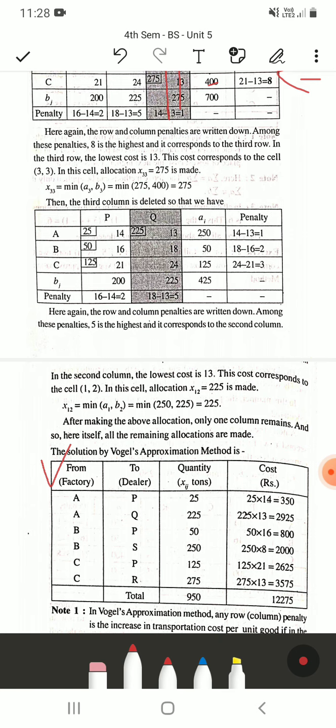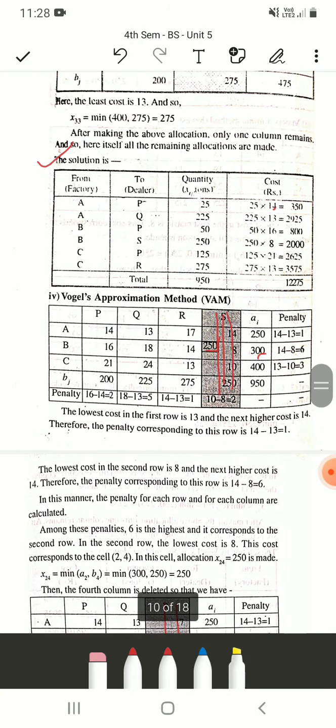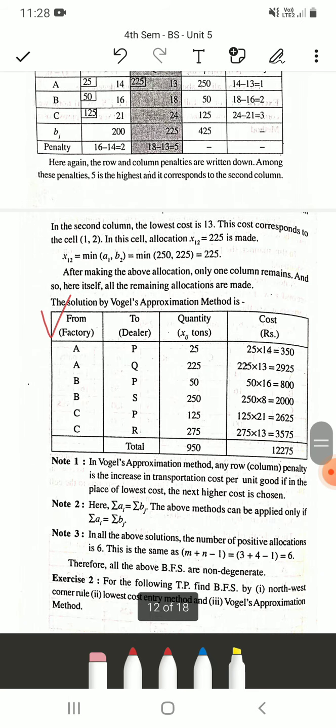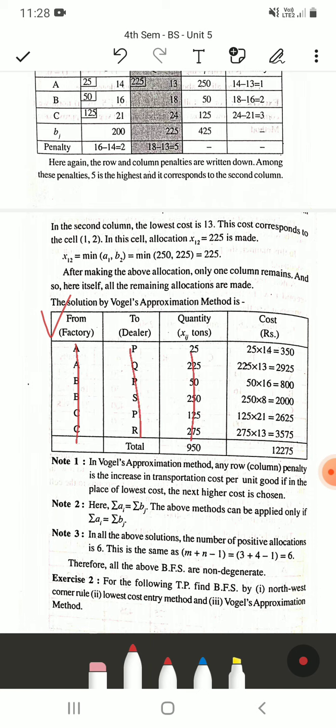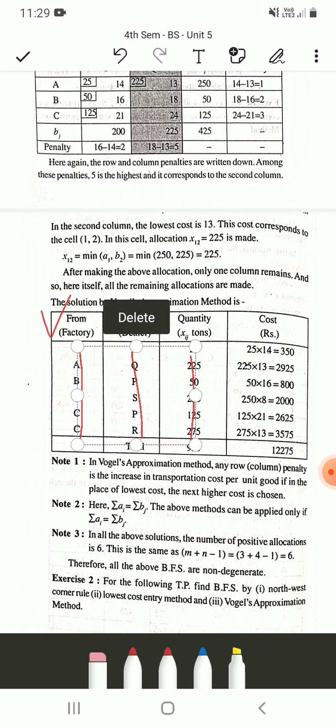So the first allocation is made from factory B to factory S, which is 250 into 8. I think there is some mistake in this. So just like I showed in the previous one, wherever the allocation is made, take the cost given, and here you have to take from which factory the allocation is made to which dealer, and take the total, you get the total cost. That is the solution.